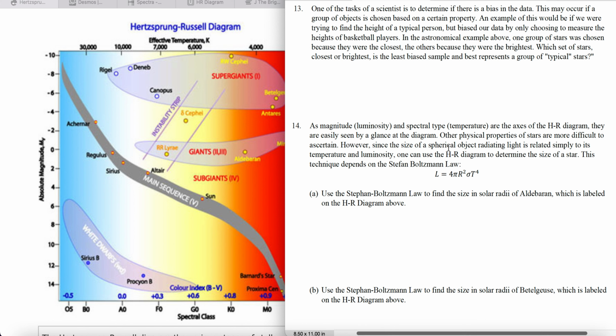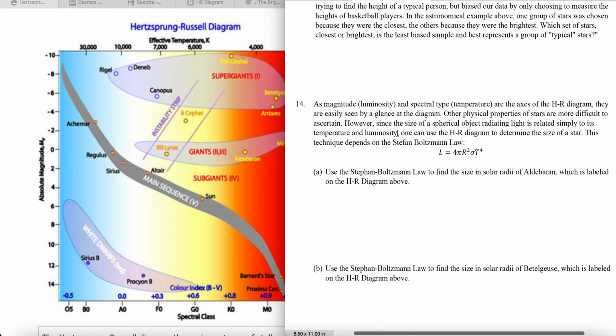Okay, then. Since we started early on with the Stefan-Boltzmann law, it was one of our key terms, and we revisited a numerical approach to all of our other key terms like apparent magnitude and absolute magnitude, we're going to wrap this lab and bring it all together with the Stefan-Boltzmann law. So here I say magnitude, luminosity, and spectral temperature are the axes of the HR diagram. They are easily seen by a glance at the diagram. I've mentioned them many times. Other physical properties of stars are more difficult to ascertain, like what they're made out of, for example, or what type of fusion is going on inside of them. Scientists have more or less found a way, but it's taken a lot of work.